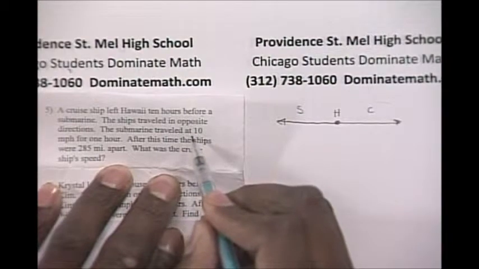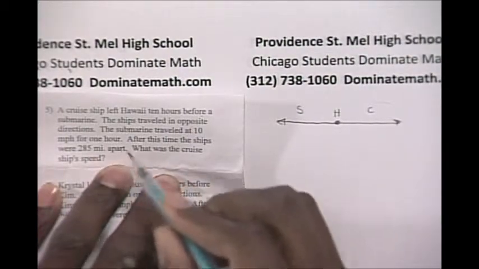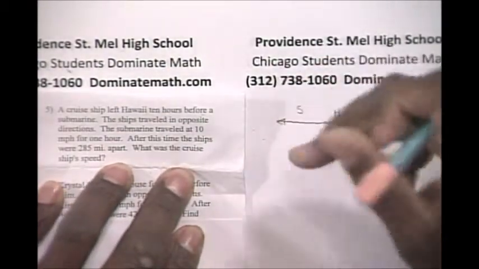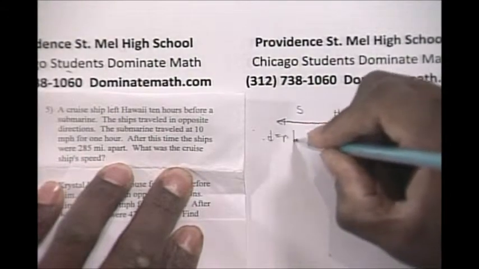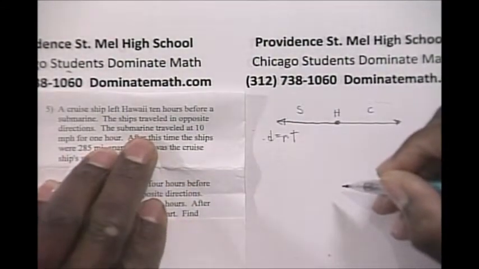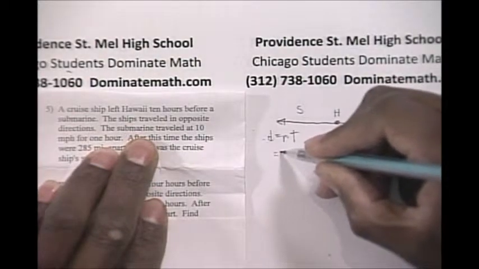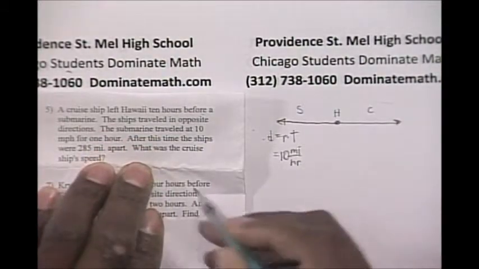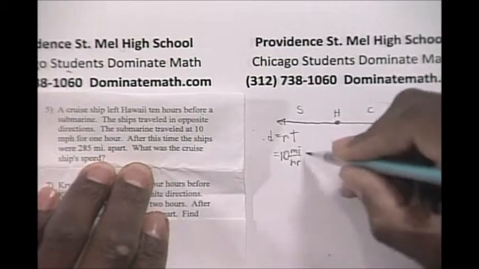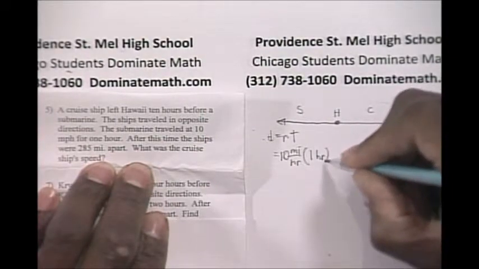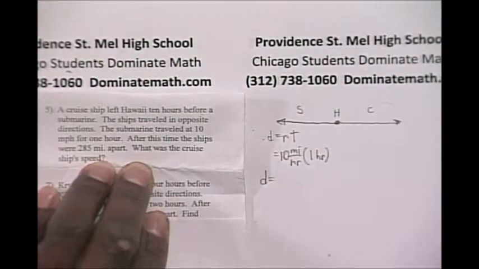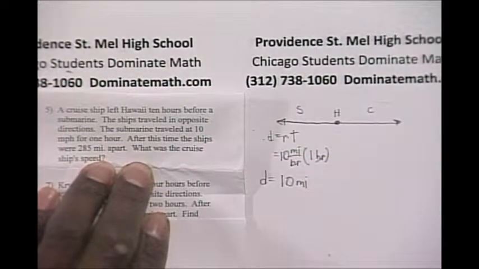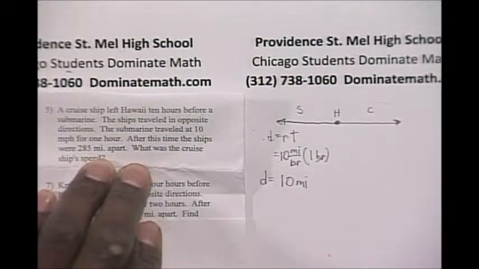The submarine traveled at a rate of 10 miles an hour for 1 hour. So all these problems we've said earlier are distance is equal to rate times time. They tell you that the rate of the sub was 10 miles per hour, and that the sub traveled for a time of 1 hour. So you're able to calculate the distance that the sub traveled, the hours cancel, to be 10 miles. The sub traveled for 10 miles.